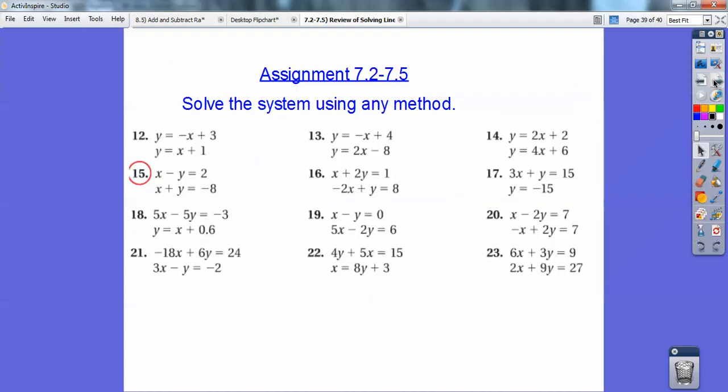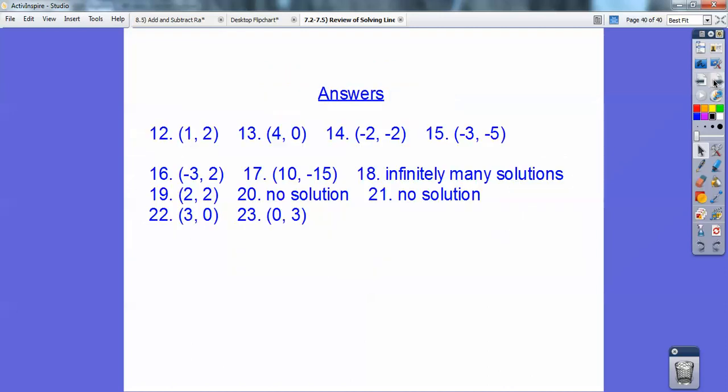All right? Okay, so there's the homework. Go ahead and pause it right there and copy down these problems, and then I'll show you the answers here on the next slide. Here are the answers right there. And pause it right here and then copy those down, and this will be the end of the video.